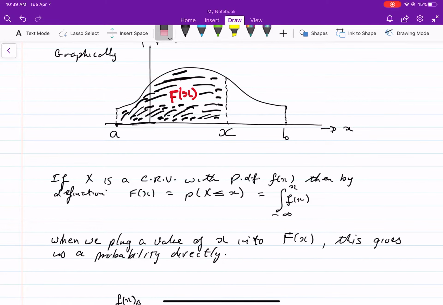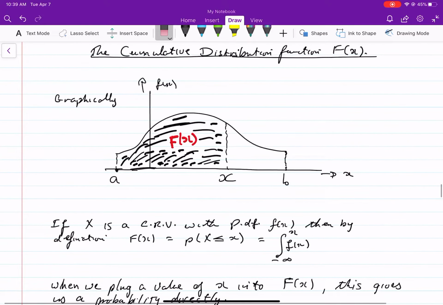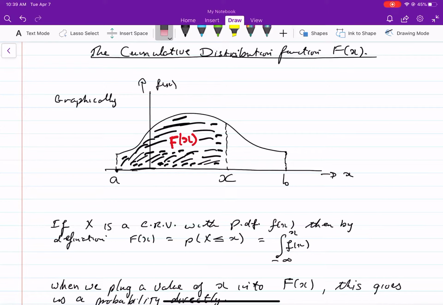Here we go again. Cumulative distribution function, big F of x. How do you get that function?